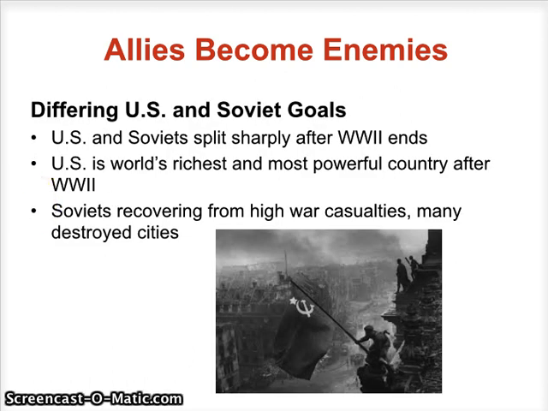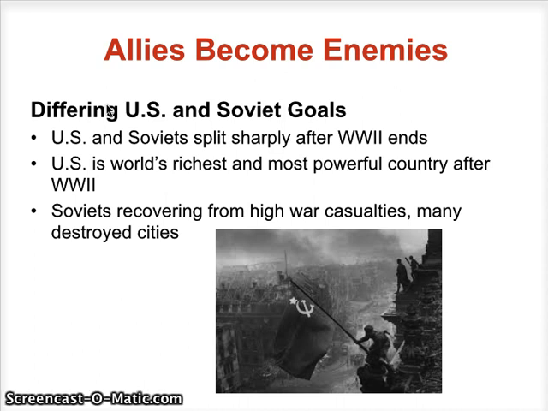The Allies become enemies. So the main 2 differences that we start to see is the US versus the Soviets. Now, as soon as World War II ends, we have conflict between these 2 allied groups. The US, after World War II, ends up becoming the richest and most powerful country. Now, if we were to think back to that chart about World War II and casualties, we can quickly understand why. The US didn't really suffer from any civilian casualties.